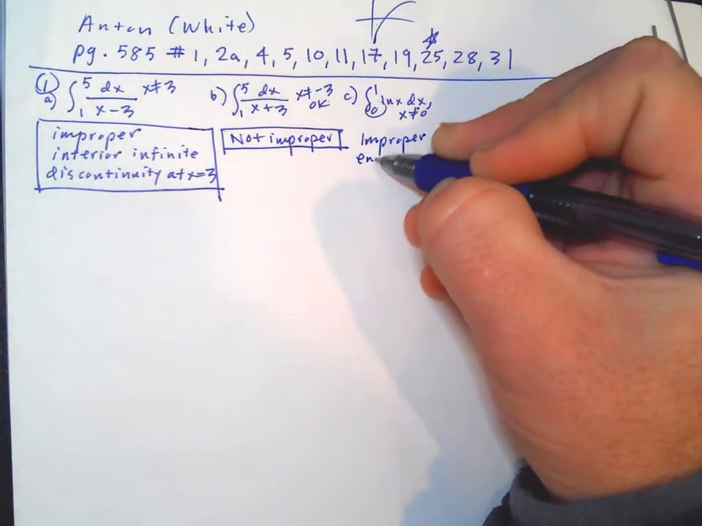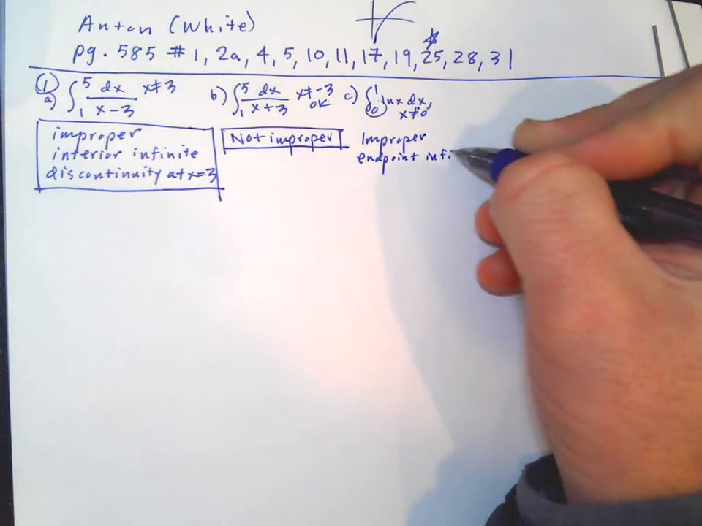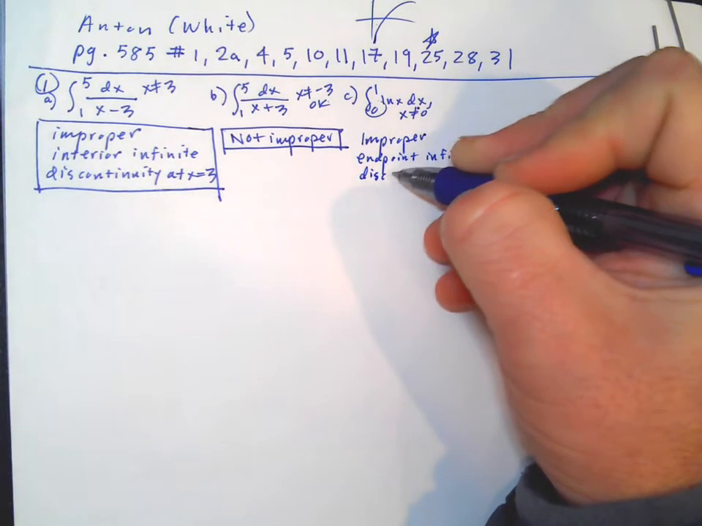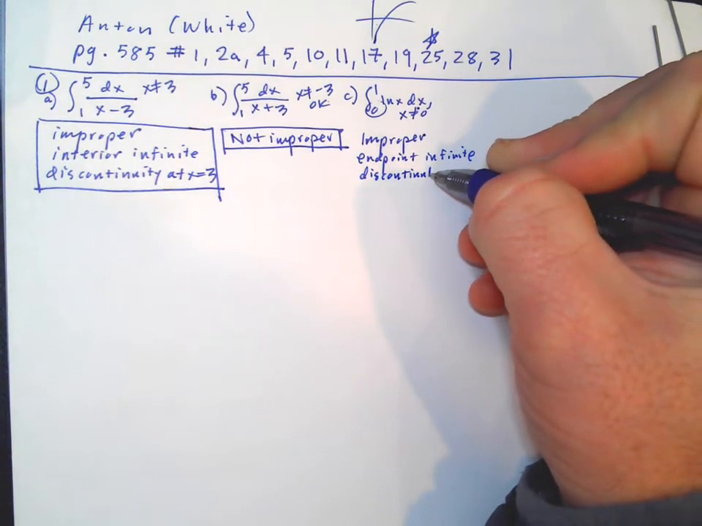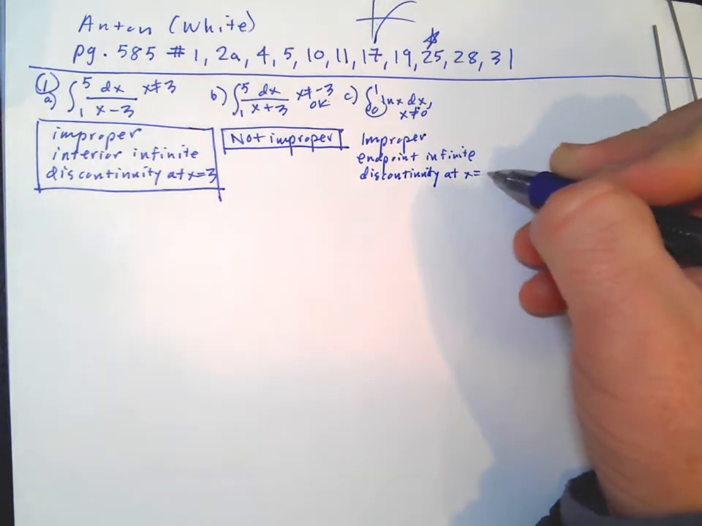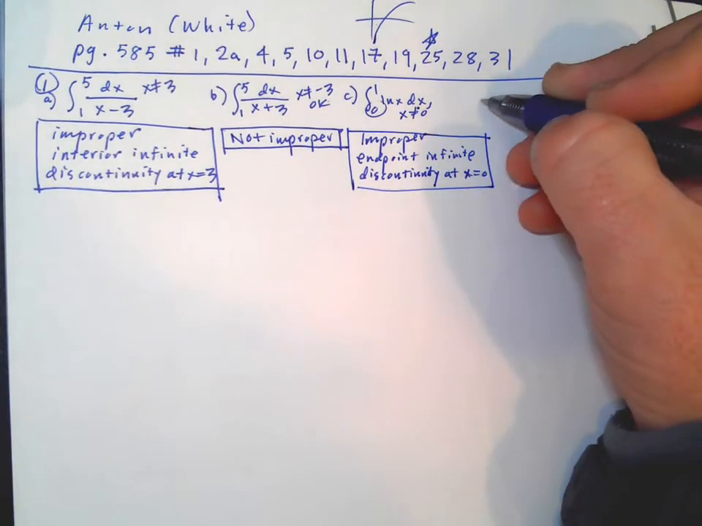It has an endpoint infinite discontinuity. Endpoint, not interior. Interior would be between the limits. This is the actual limit itself at x equals 0. So that's what we're looking for.